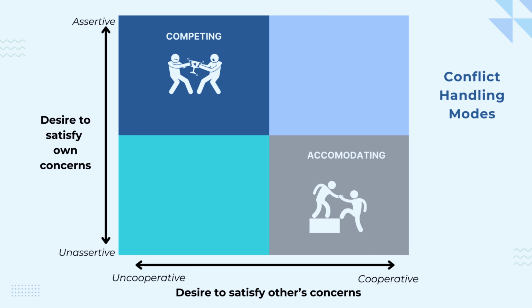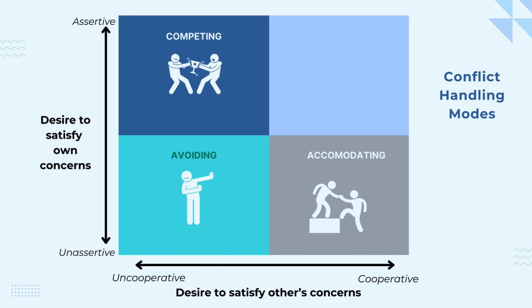Then we have number 2, and that is accommodating. And that is unassertive and cooperative. So on the flip side, accommodating means putting the other person's wishes first, even if it means sacrificing your own needs. This works well when the issue matters more to the other person and when you want to build some goodwill for future situations, or when keeping the peace is top priority. Just be careful not to overdo it, or you might end up feeling resentful or looking like a pushover.